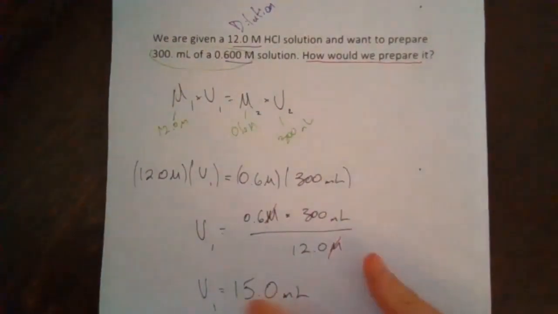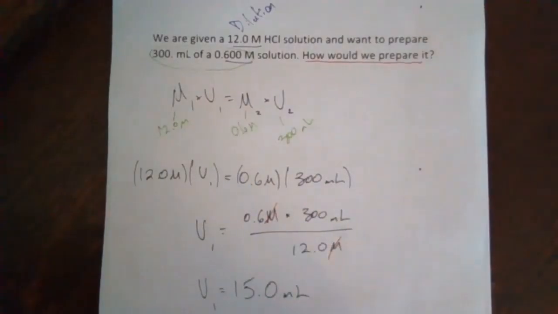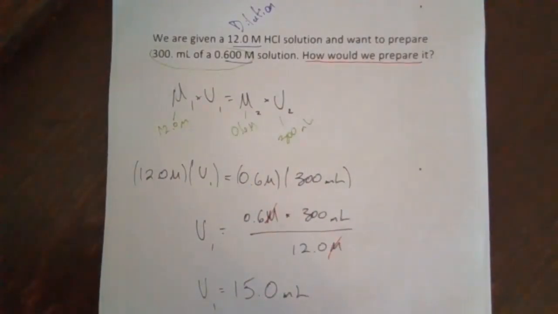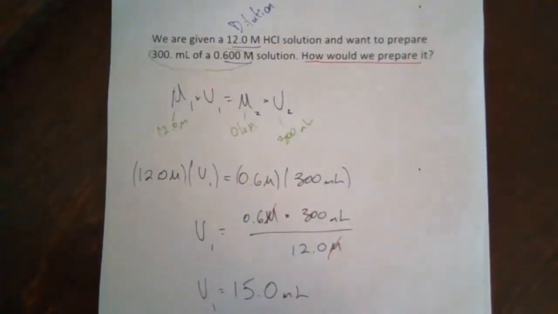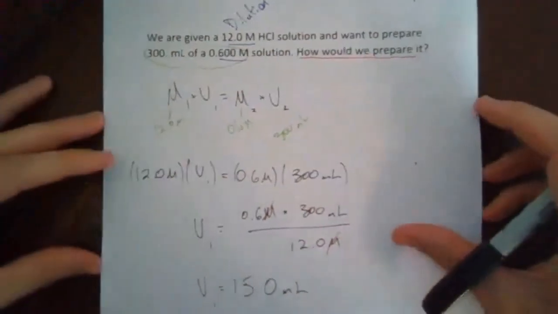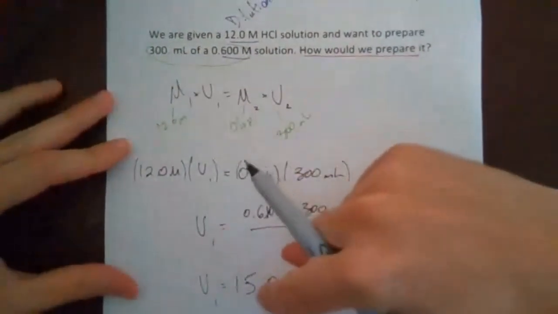All right, so V1 is 15 milliliters. So we're close. We haven't come up with how we would prepare this solution. We have the numbers that are going to go in, but we need to actually write out a recipe. We need to write some instructions. All right, so V1 is 15. That pairs up with your M1.